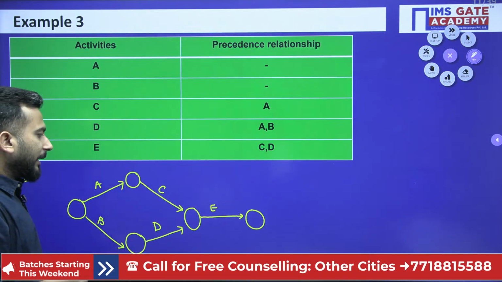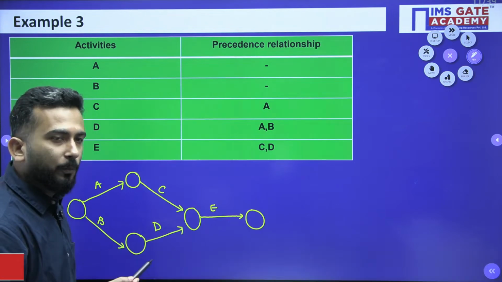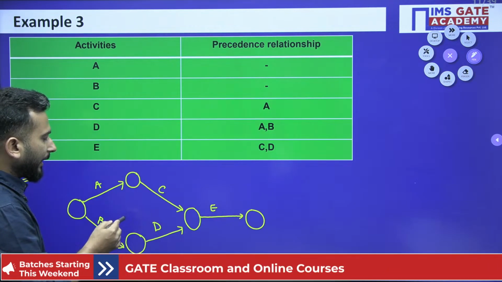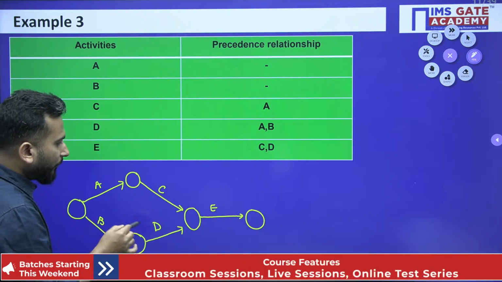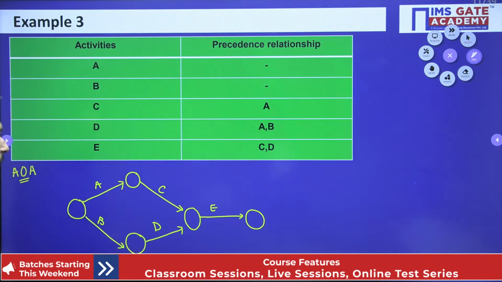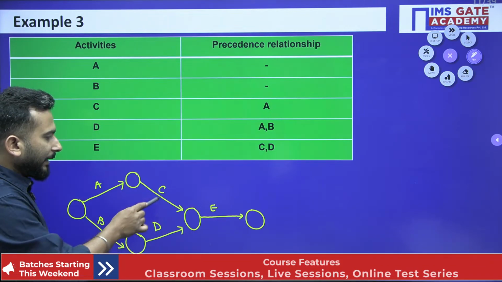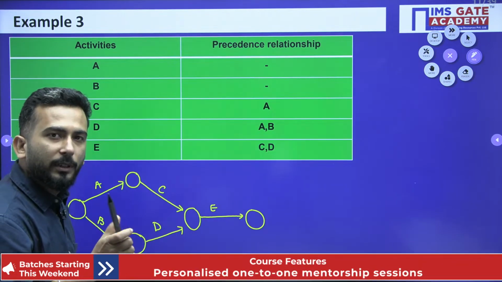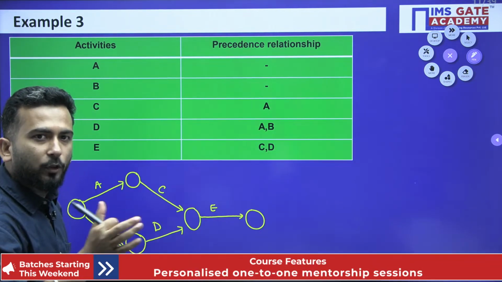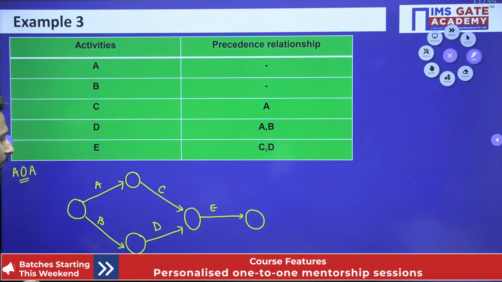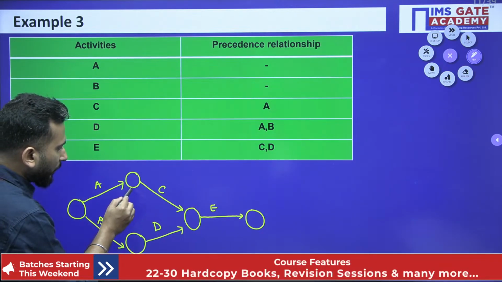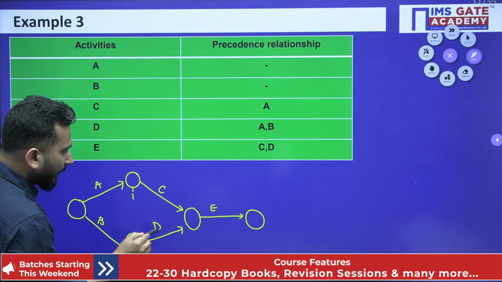So this is where, my dear friends, dummy activity comes into the picture. You have to draw a dummy activity, else what will happen? C and D can have two similar common nodes, common start and common end, which is not allowed in any network diagram. So this is where I will have to show the dependence of D on A.